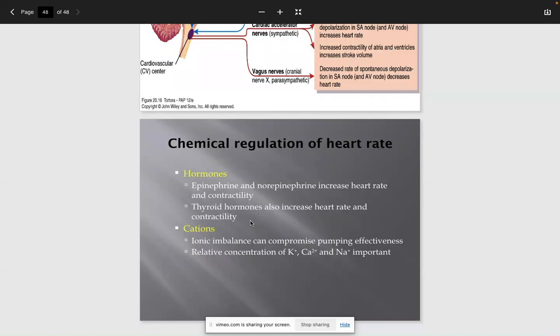So, again, this is just a brief overview. We're going to cover this more in lecture. I hope this has been helpful.